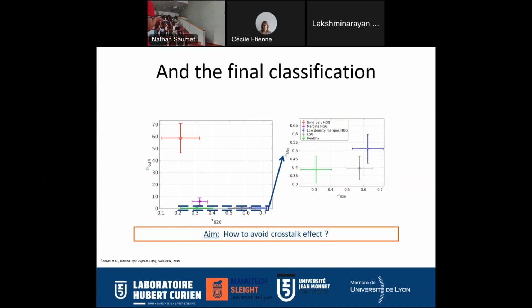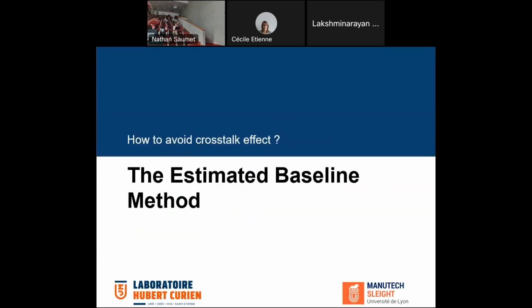So to try to avoid this crosstalk effect, we developed a new method to correctly extract the concentration of PP9 from the measurements, which include all the other fluorophores also.